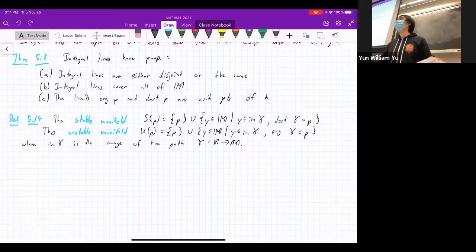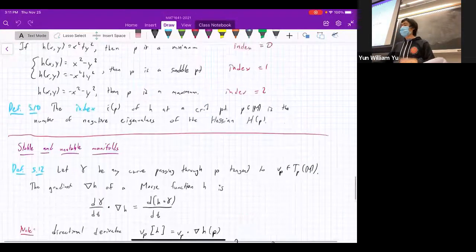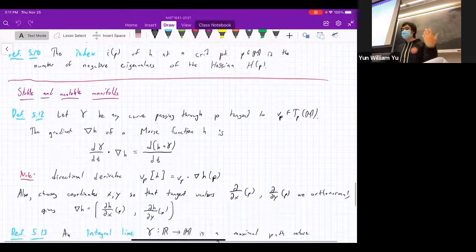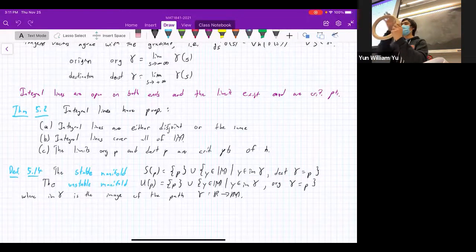Welcome back to MAT1841. So where did we leave off last time? Last time we started talking about some Morse theory. We're talking about this sort of continuous Morse theory where you can take a space, and we ended with saying that integral lines are either disjoint or the same, and they cover all of your manifold. And the limits and destinations are critical points.